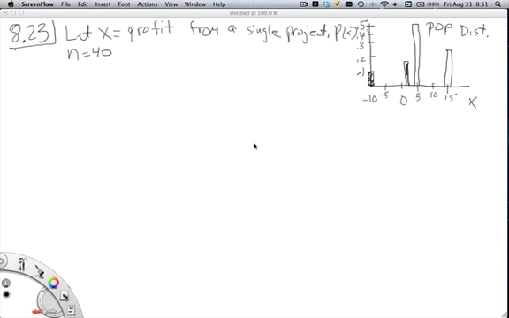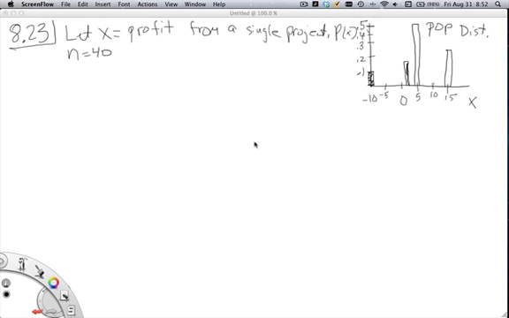This video will show you how to do problem number 23 from chapter 8. So let me read this problem to you. You've analyzed a project using 4 scenarios with the results shown in that table below. Suppose you actually have 40 projects just like this one and that they pay off independently of one another. Find the probability that your average profit per project will be between $5 and $6 million.